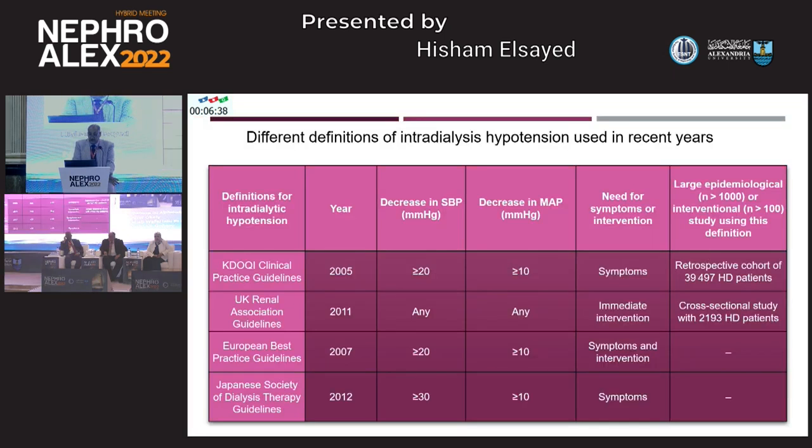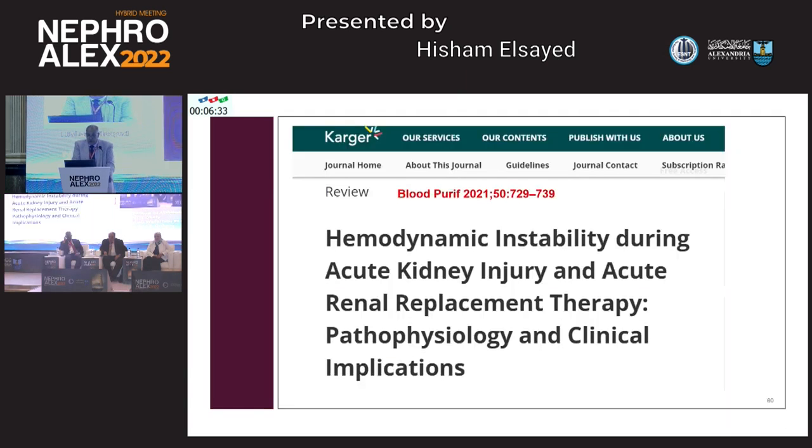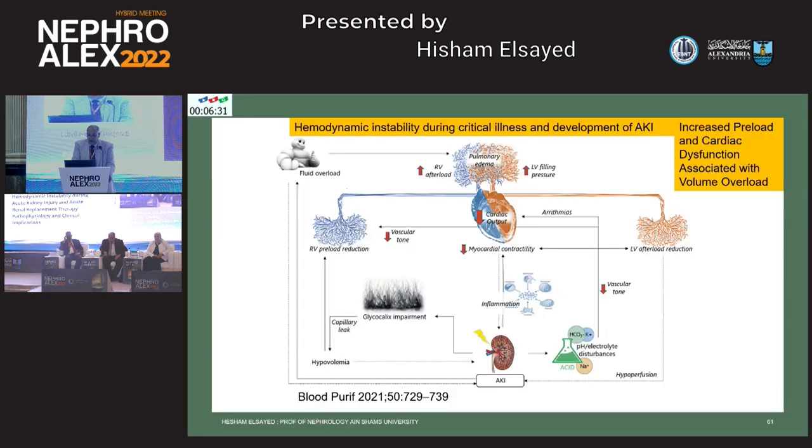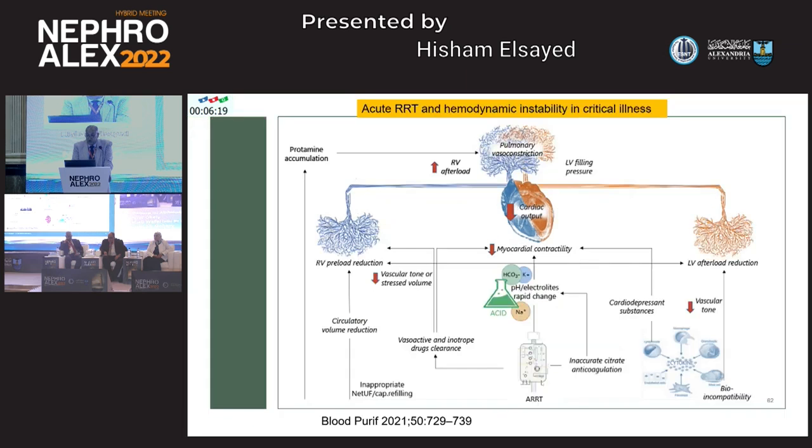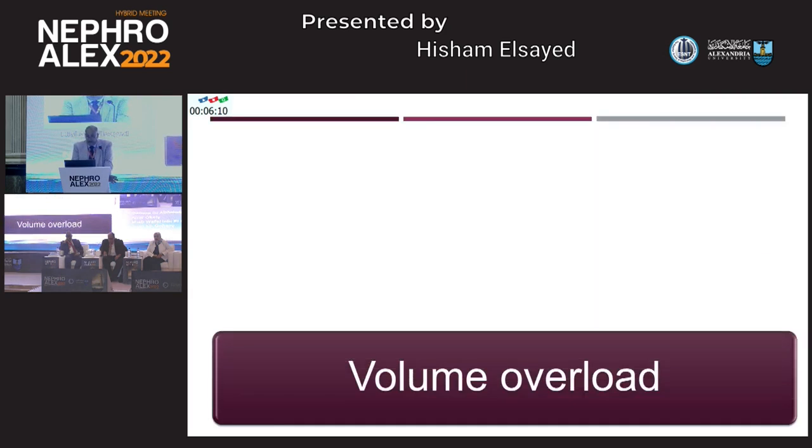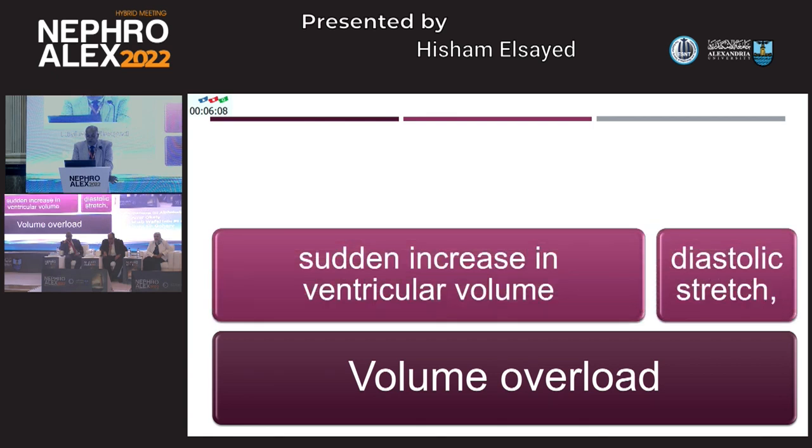So this is intradialytic hypotension, whatever your definition: systolic pressure drop and hemodynamic instability due to acute kidney injury. It is very important because it affects the recovery of the injured kidney in AKI. Increased preload and decreased cardiac function associated with overload are significant in critically ill patients in the ICU. And this is in very recent publications, showing that volume overload can induce a sudden increase in ventricular volume.